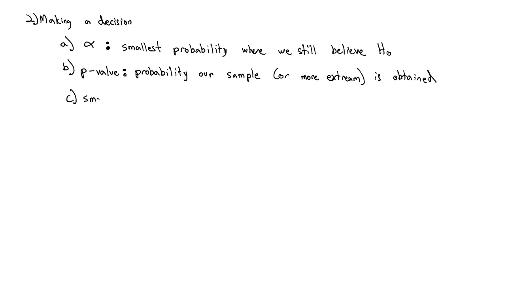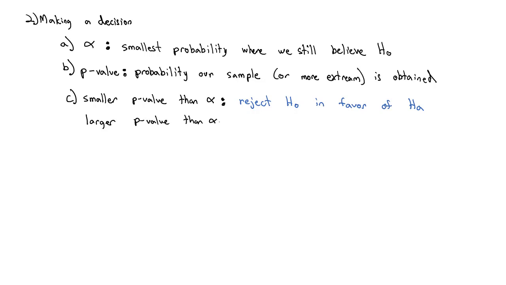If we have a small p-value, where it is smaller than alpha, that means there's not enough evidence to still believe the null hypothesis is true, and our decision will be to reject the null hypothesis in favor of the alternative hypothesis. If we have a larger p-value than alpha, it's bigger than that smallest threshold, then we say we will fail to reject the null hypothesis. We could not disprove the null hypothesis.